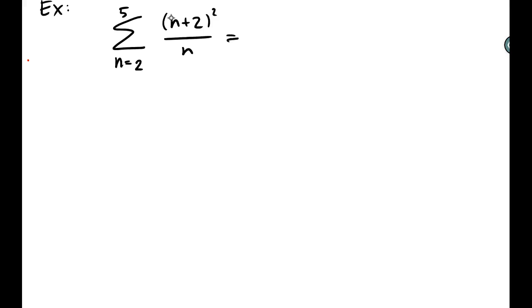So what this is telling you is that we want to add a sub 2, a sub 3, a sub 4, and a sub 5 together. That's what this tells us. This is our starting point, the 2, our ending point, the 5. So we're going to start with the second term, go all the way up to the 5th term without skipping any terms, and add them together. So then we just need to figure out what those terms are.